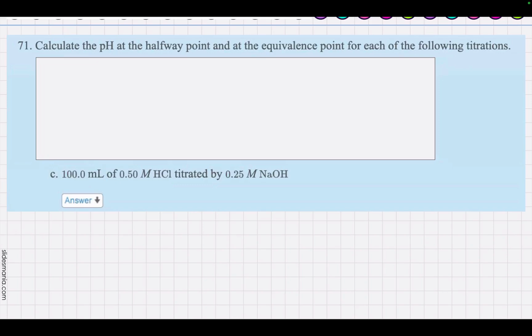We're looking at the pH at the equivalence point and the halfway point. There were some similar questions to this. The halfway point of this particular titration is not significant because it's not a weak acid or a base, but both are strong. So at the equivalence point, we know that the moles of our hydrogen ions exactly equal the moles of our hydroxide ions.